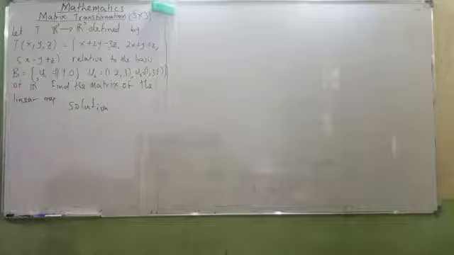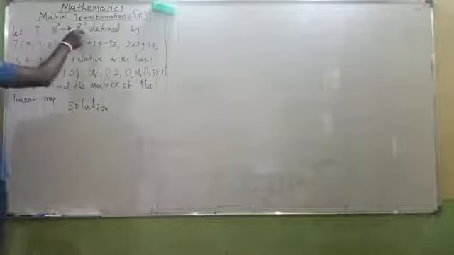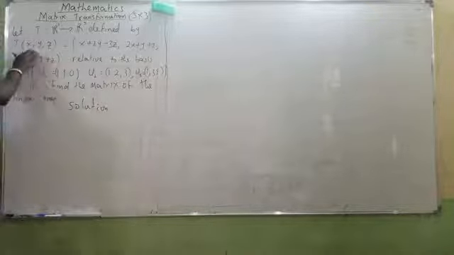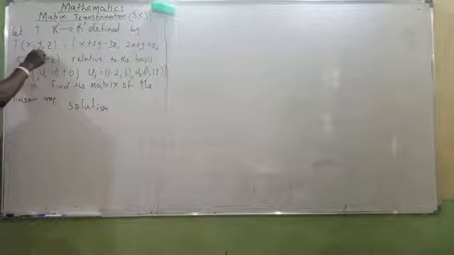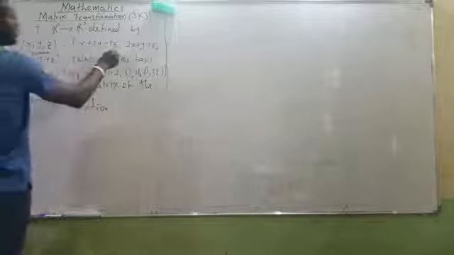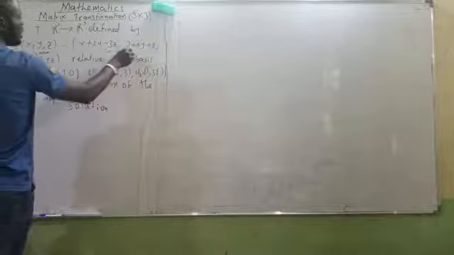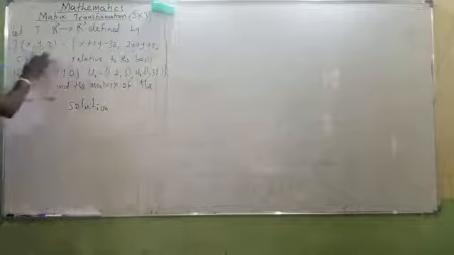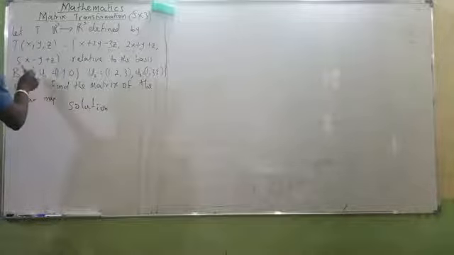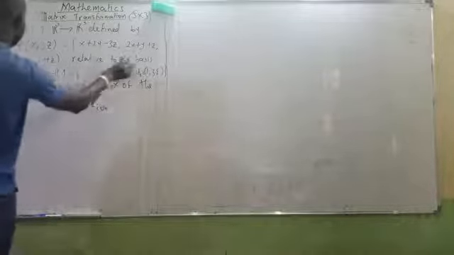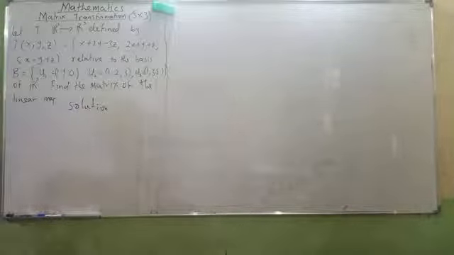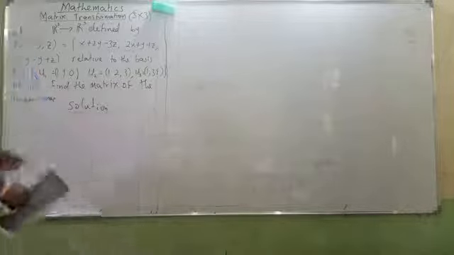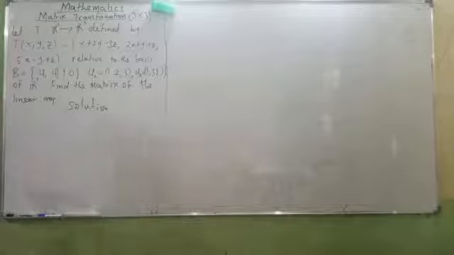Now, let T from R3 to R3 be defined by this. This is called the domain, and this is called the codomain. Please take note of that very well. This is the domain and codomain, relative to the basis, which these are the bases. This is called the basis of R3. Find the matrix of the linear mapping. We want to find the matrix of the linear mapping.